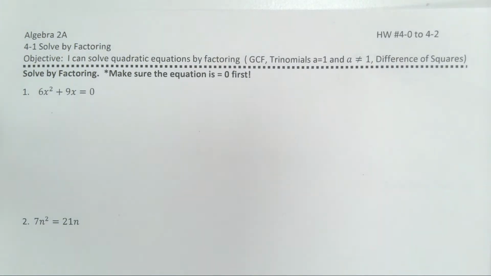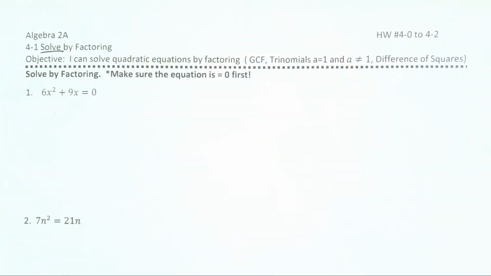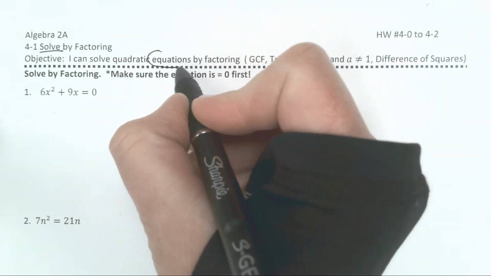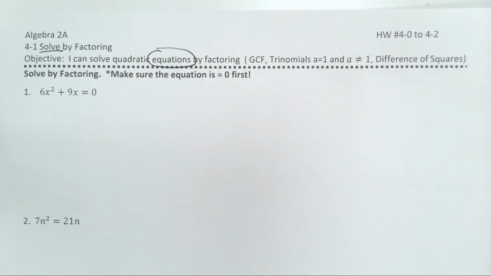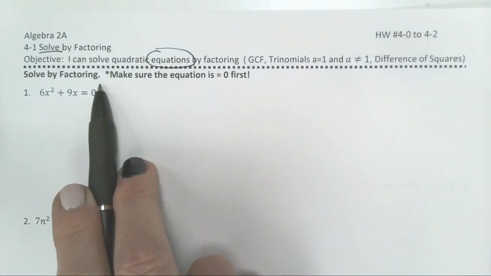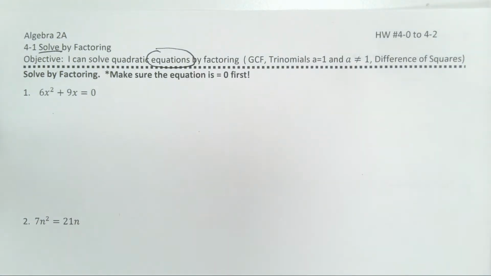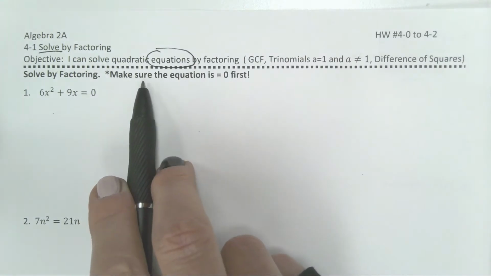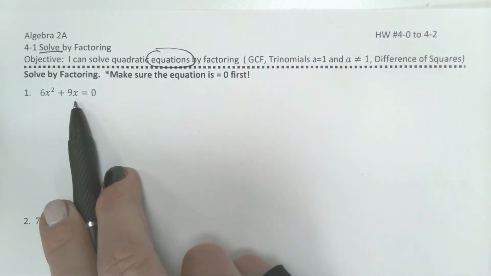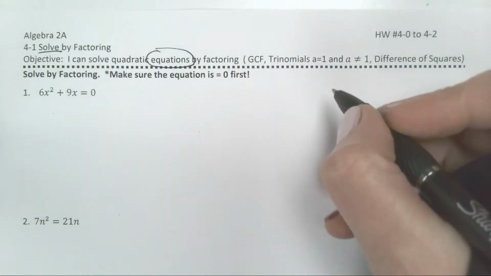All right, Algebra 2. So yesterday we learned how to factor a trinomial. Today we're going to be solving a trinomial. So when you have to solve, that means that you are going to have an equation. Yesterday we had an expression. There was no equal sign. Today we have an equation. So we are going to take what we did yesterday and add on to it.